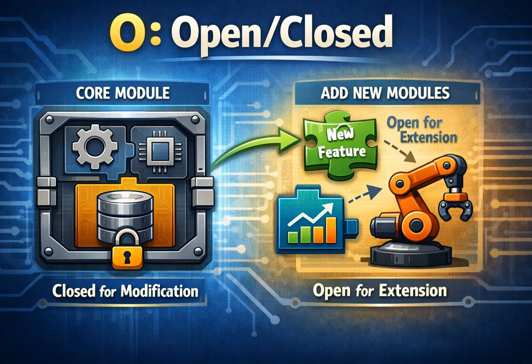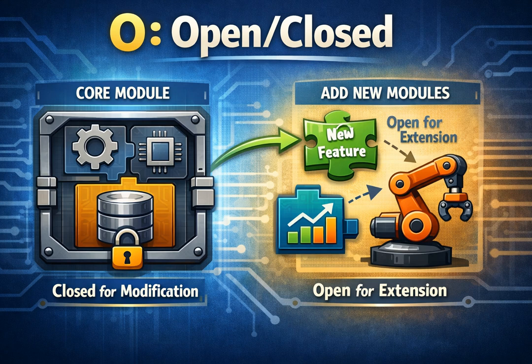Next, we have the Open/Closed Principle, or OCP. This principle suggests that software entities, classes, modules, functions, and so on, should be open for extension, but closed for modification. What does this mean? It means you should be able to add new functionality without altering existing code.